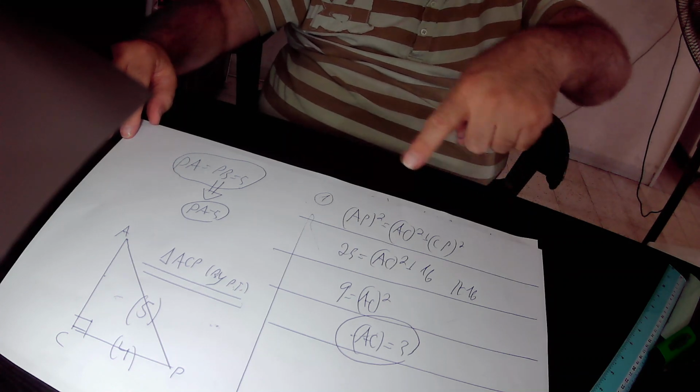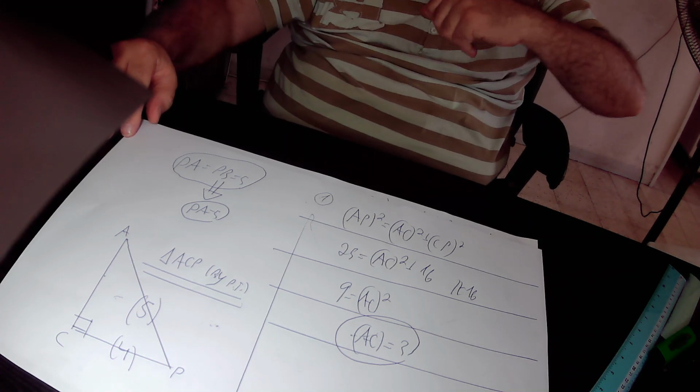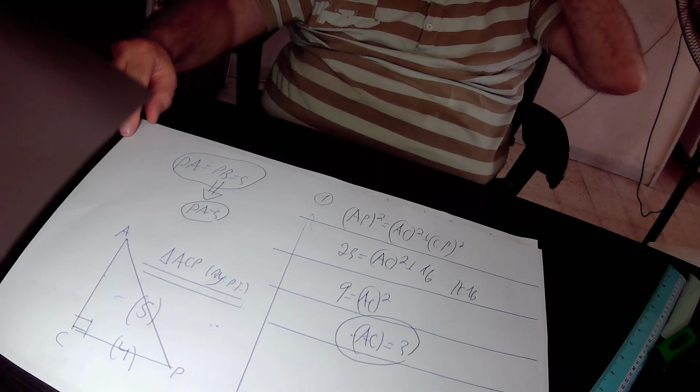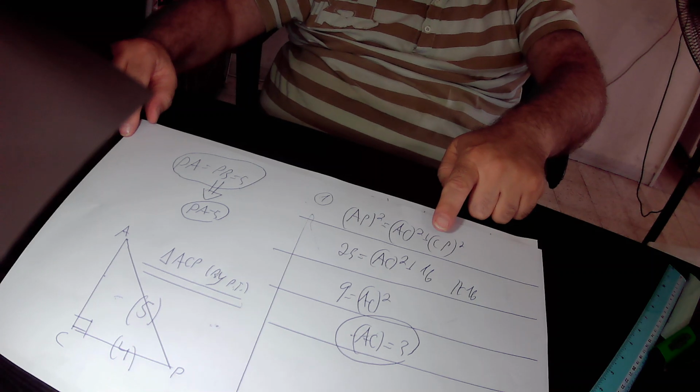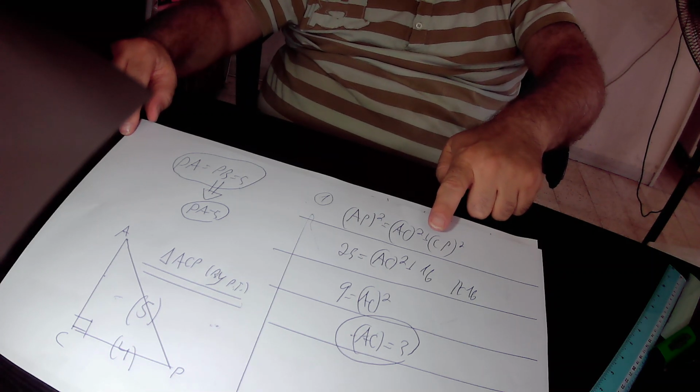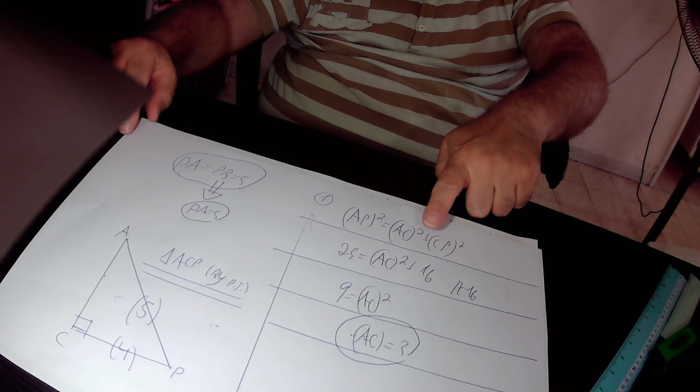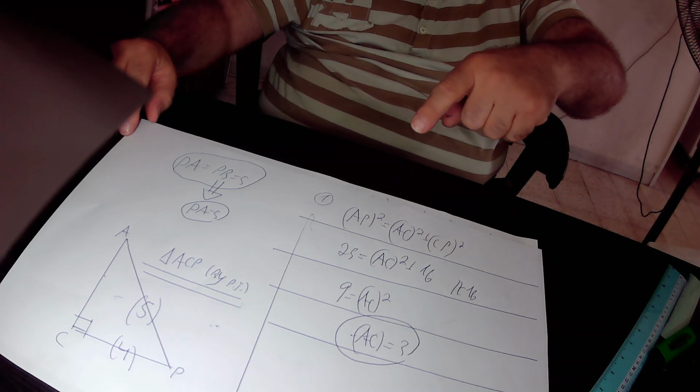So it is AC squared plus CP squared. CP is 4, therefore CP squared is 4 squared, that is 16. So in total, we found out that 25 equals AC squared plus 16. Here we subtract 16 from both sides, and we found out that AC squared equals 25 minus 16, which is 9. So AC squared equals 9.